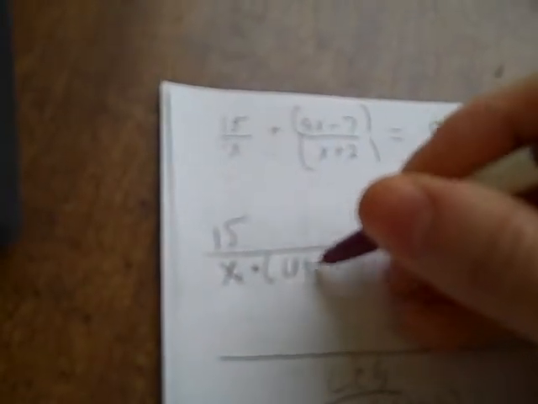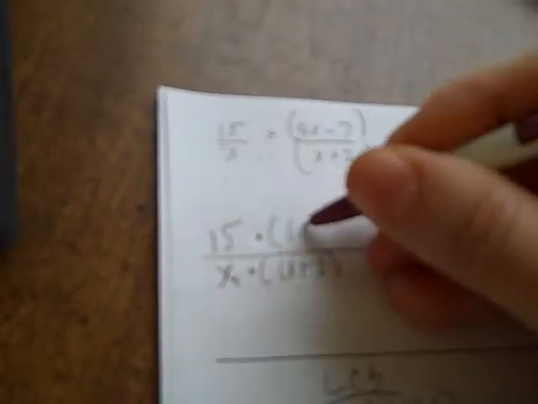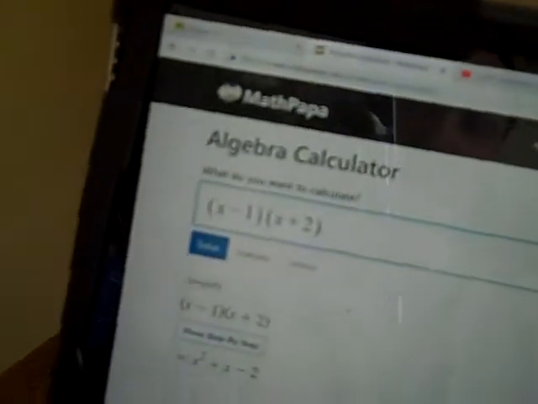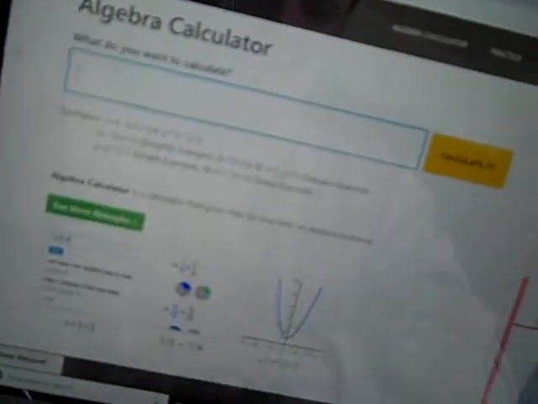Okay, now the parentheses. I have 0 here, 1 here, and 0 here. So I need to get everything to 1. So I times by 1x plus 2. And here times 1x plus 2 times 1x plus 2. Okay, now the bottoms are all identical. They can be canceled.